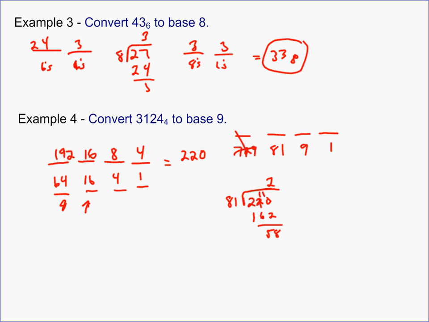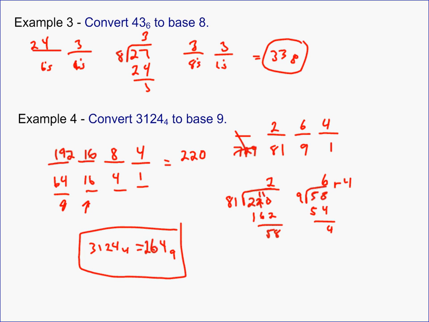So we know there are 2 81s. How many 9s go into 58? There are 6 9s that go into 58. That gives you a remainder of 4. So you've got 6 9s and 4 1s. So 3124 base 4 is equal to 264 base 9.